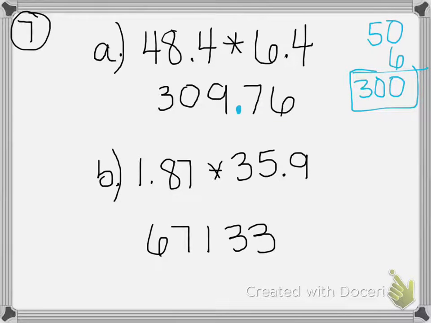For B, I have 1 and 87 hundredths times 35 and 9 tenths. So I would do 35 times 2 as my estimate, which is 70. So in order to make my answer around 70, I would have to put my decimal point in between the 7 and the 1. So it'll be 67 and 133 thousandths.